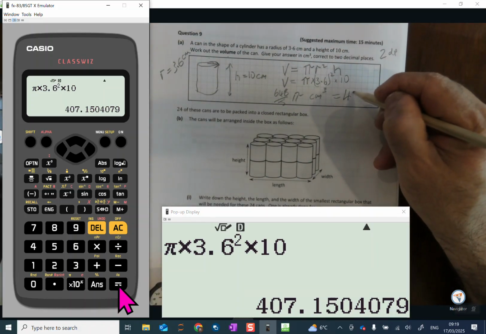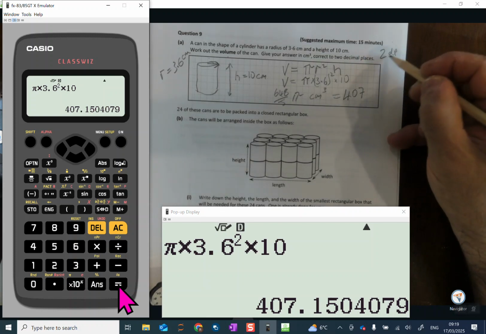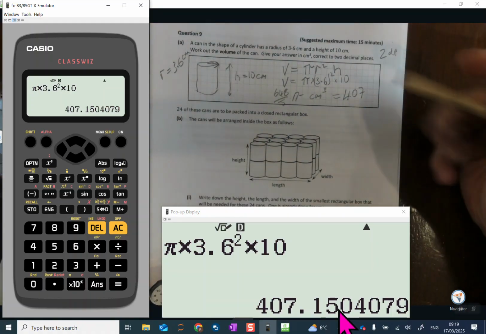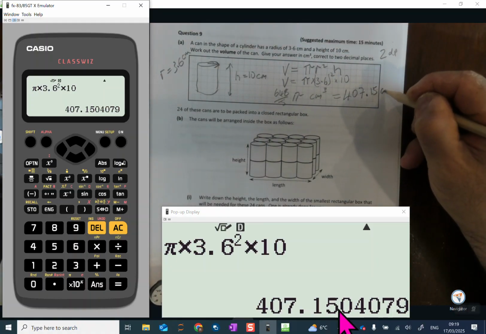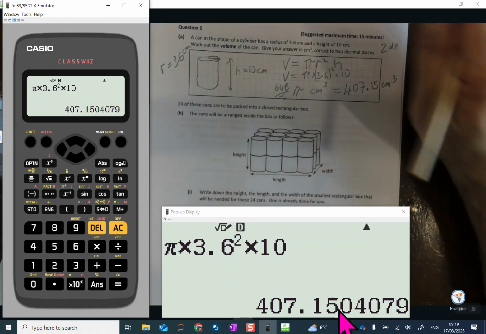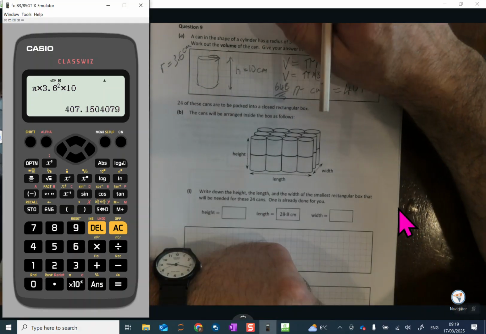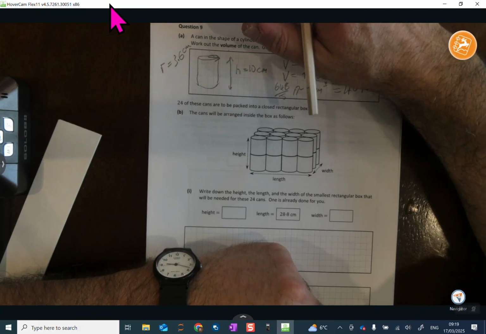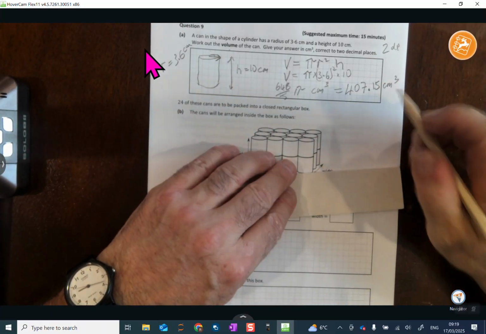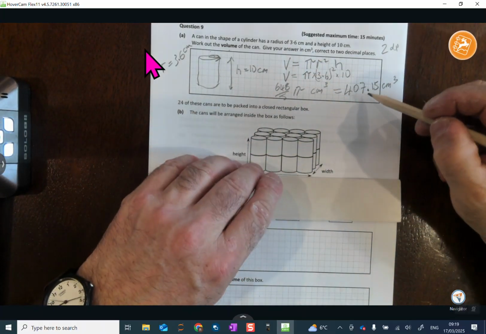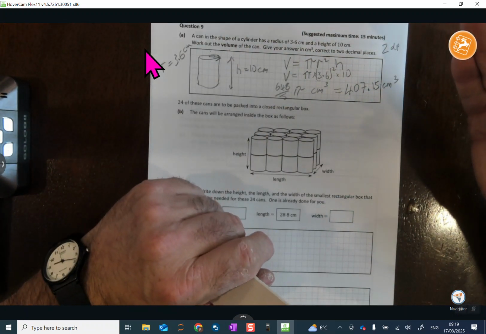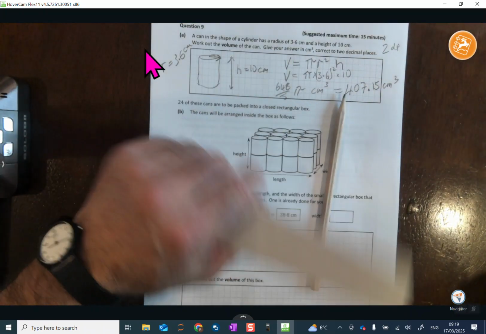Equals 407.15 to 2 decimal places. I'm looking here at the 0.15, so it's very clear that it stays at 0.15 centimeters cubed. Of course, it's a volume. Okay, we'll put the calculator away for now. We'll continue on with our question. So I'll just check here, give your answer in centimeters cubed, yes, and 407.15. Does it make sense? Yeah, well, a liter is 1,000. So in that sense, it makes sense.